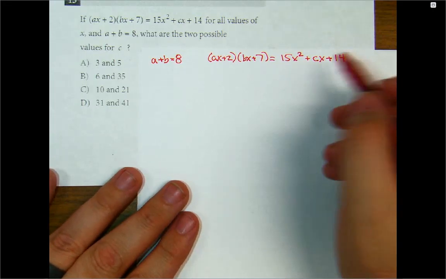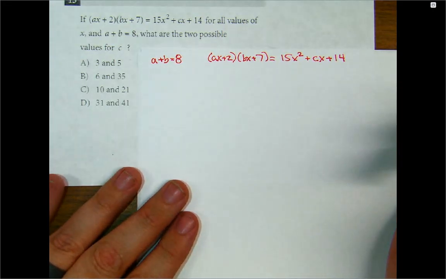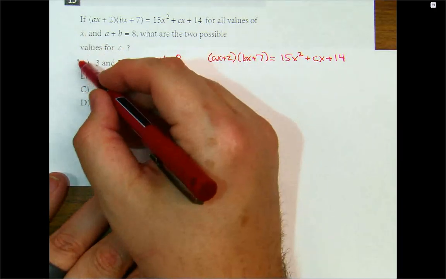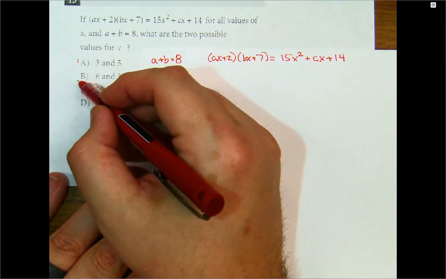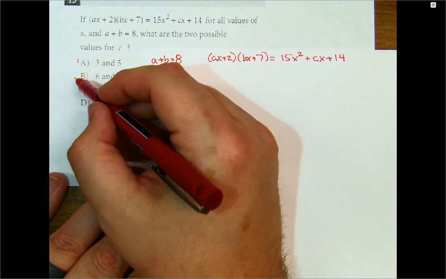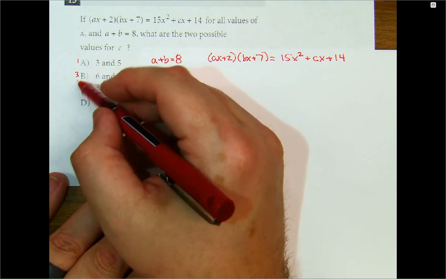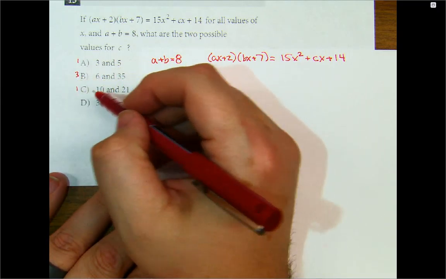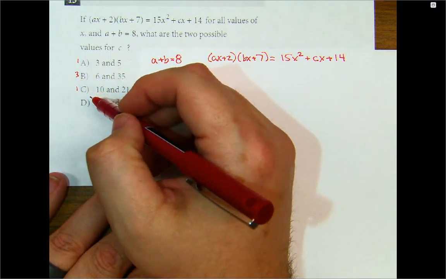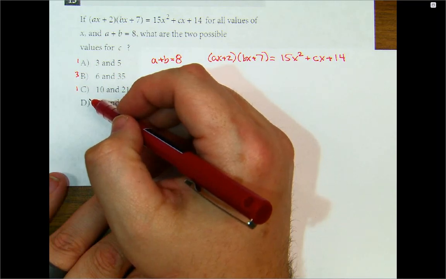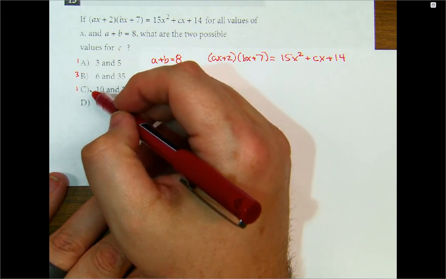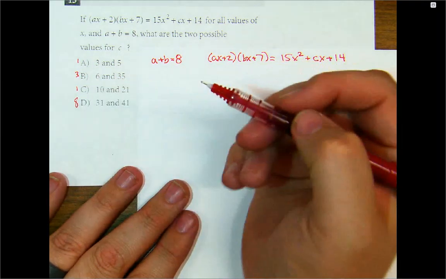How many people got A? Alright, one person got A. B. Alright, 3 of you. C. I saw one back there. D. 1, 2, 3, 4, 5, 6, 7, 8. Okay, not a big deal. That's why we're going over these.